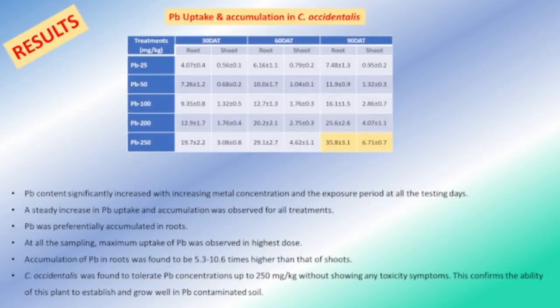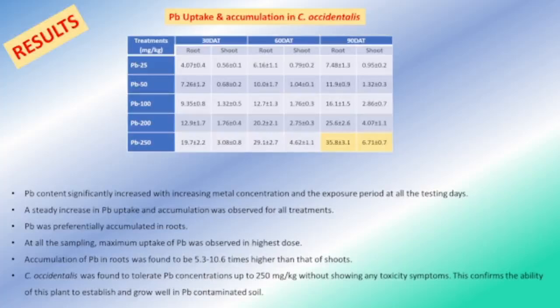Now comes the results of the experimental study. First, we will take a look at the lead uptake and accumulation in Cassia occidentalis. The table shows the accumulation trend of lead in the plant at all the sampling dates. Maximum uptake of lead was observed at the highest dose.